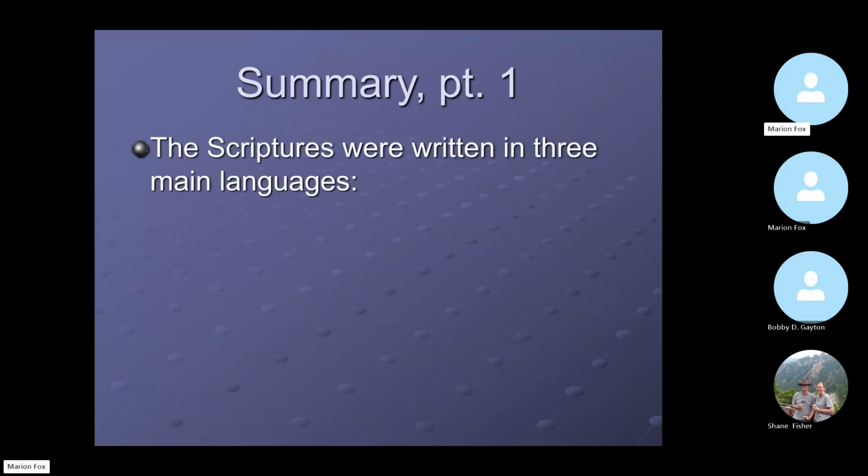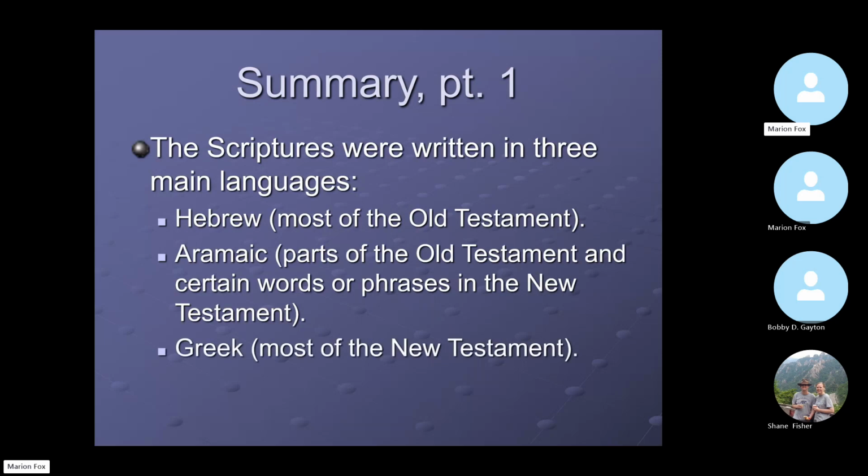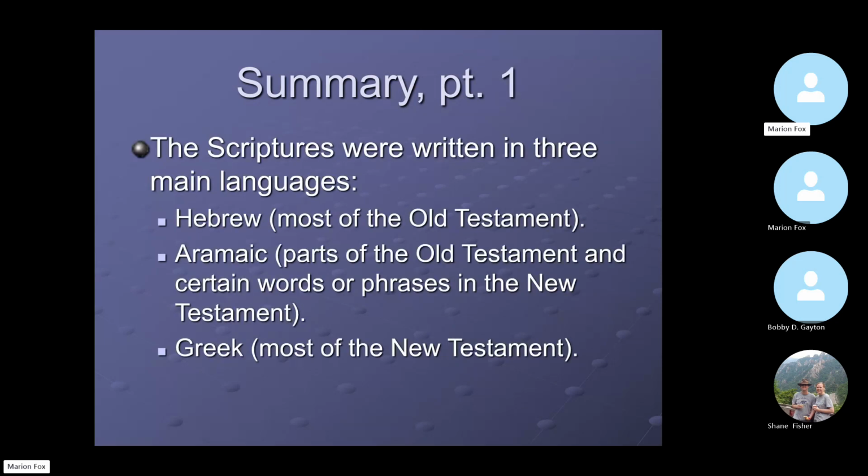The scripture was written in three main languages. This would be, of course, Hebrew, most of the Old Testament. Aramaic, main parts of the Old Testament and certain words or phrases in the New Testament. And Greek. We'll see what kind of Greek this is later in the next lesson. Most of the New Testament, with a few words and phrases in the New Testament. Right?